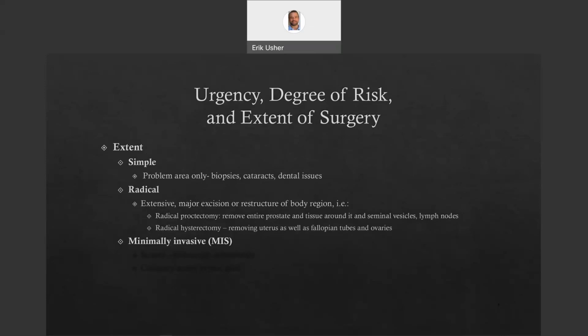Then we have minimally invasive surgery, and that's much more popular these days. Those are all your scopes, endoscopies, arthroscopies. Again, it's a small incision.